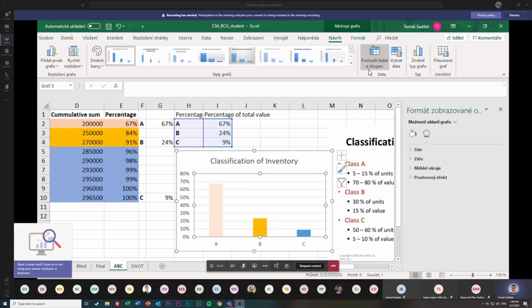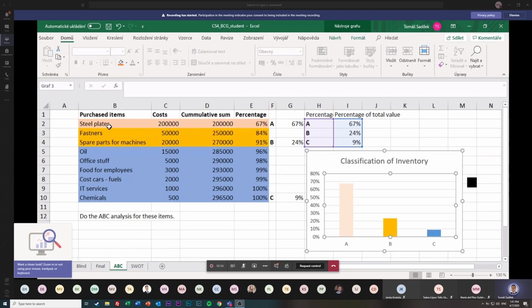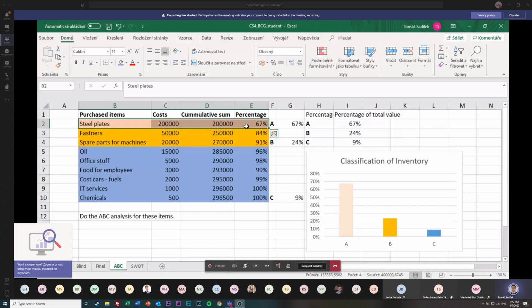What does it mean? Okay, so the A parts, which take almost 70%, are steel plates. It means that we should focus on the A parts, or A items, in our strategy. Those are the items where we should focus more on negotiating the best price and the delivery conditions. These A items typically take the highest share of costs allocated in the inventory. Therefore, we should try to reduce the inventory in our company for the A parts. This is the typical strategy for A parts.